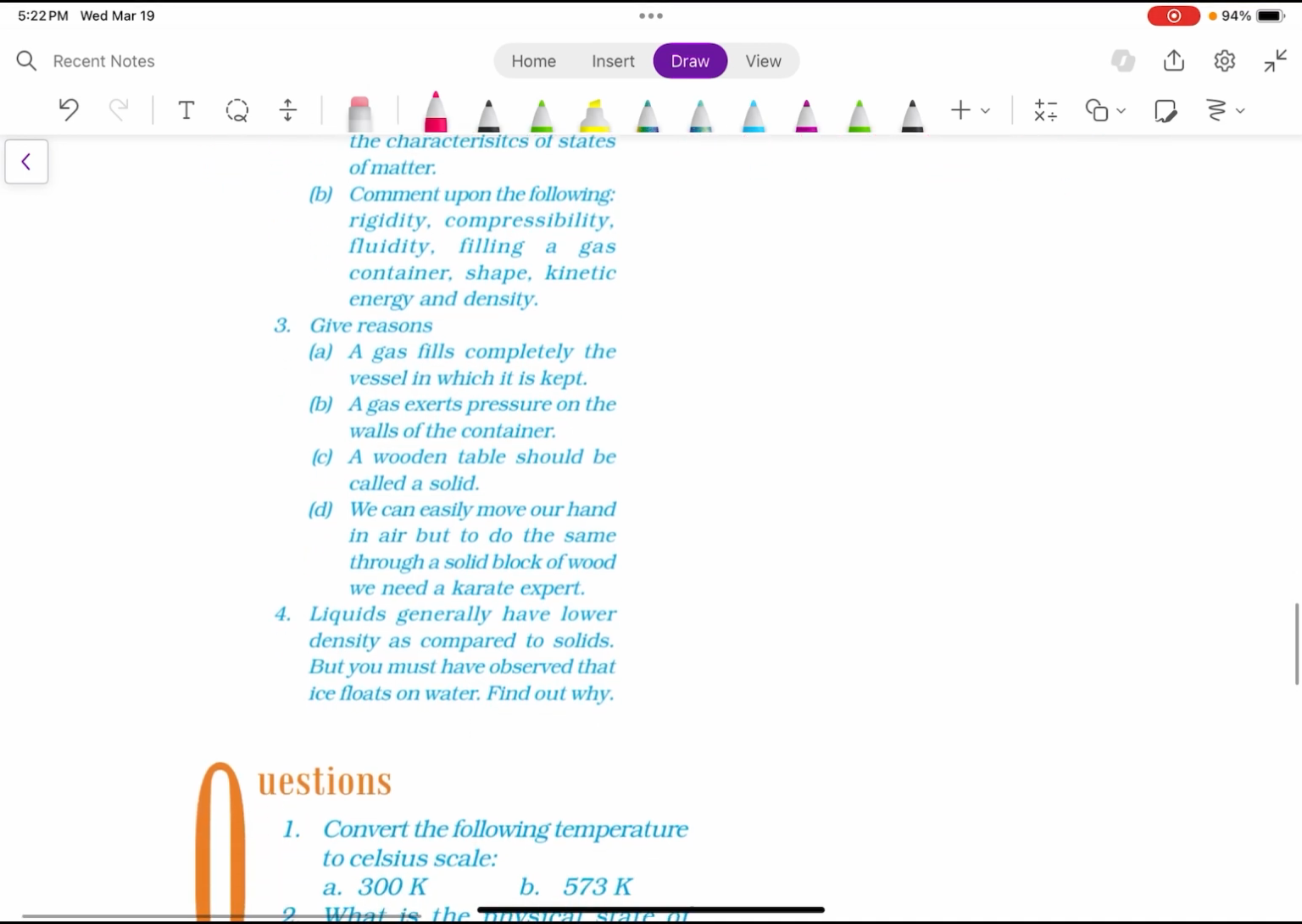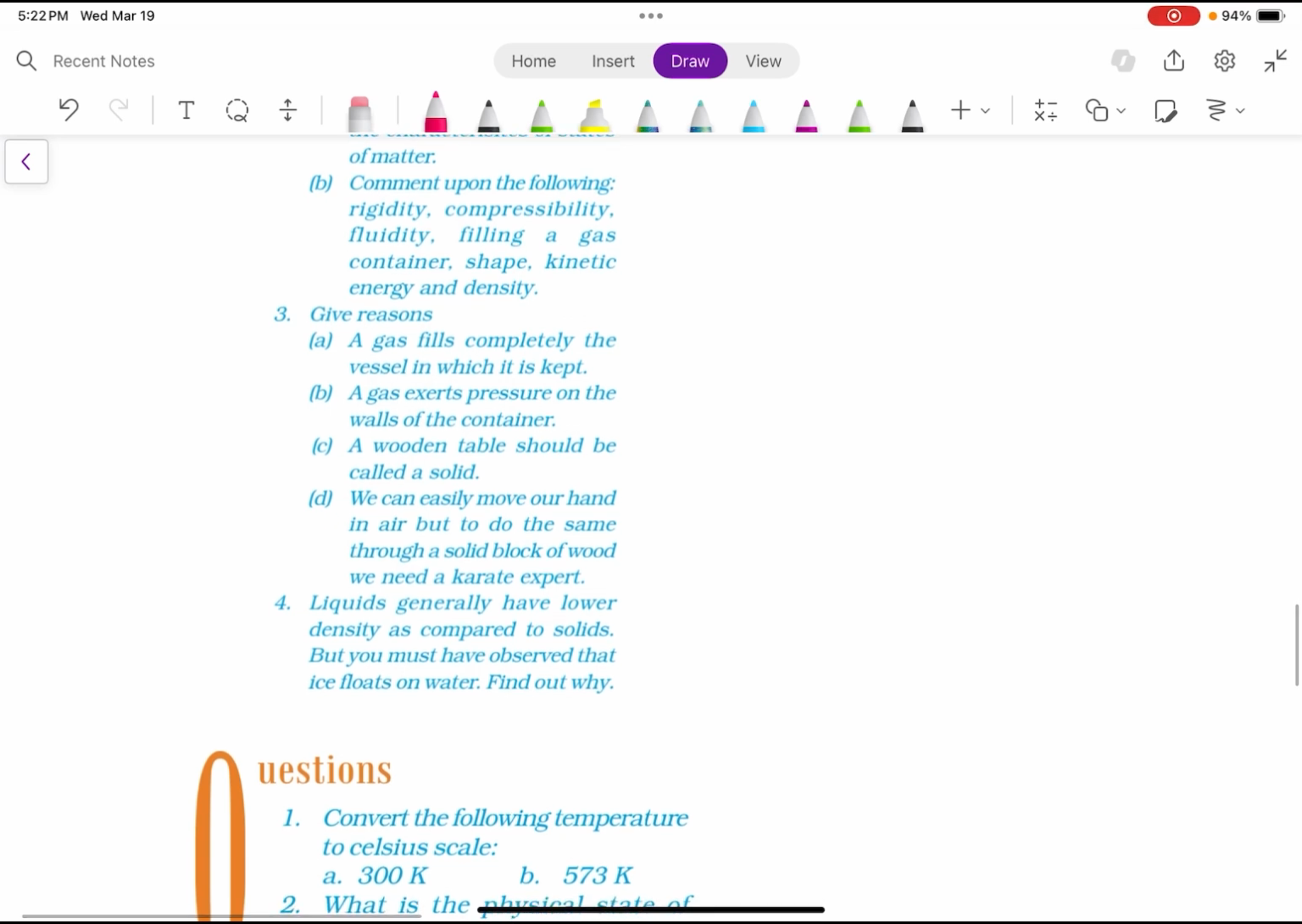Give reasons. A gas fills completely the vessel in which it is kept. The answer to this question is very simple. Due to high kinetic energy of particles of gas, they keep moving in all directions. A gas exerts pressure on the walls of the container due to the above reasons also, and because particles of the gas vibrate and hit the walls of the container.